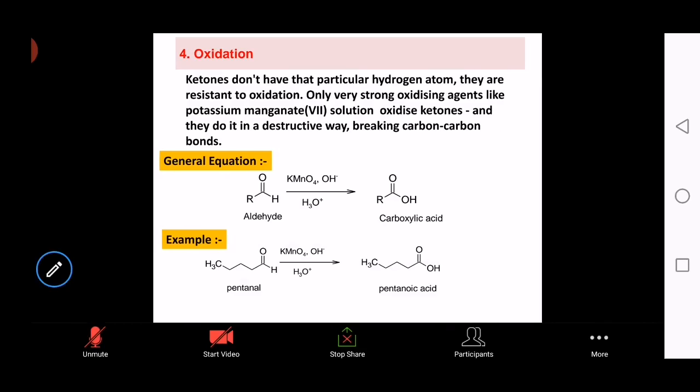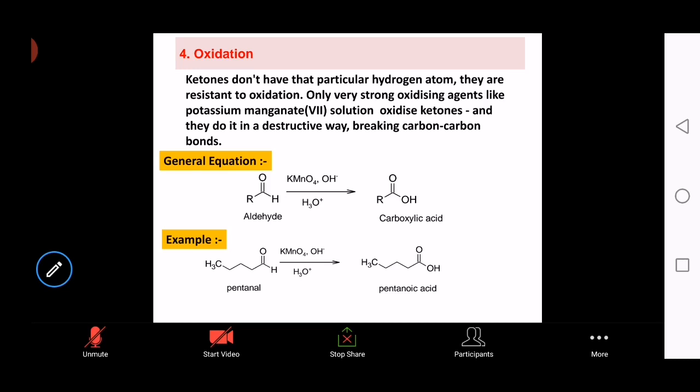And then number 4 is oxidation. So oxidation, ketone don't have that particular hydrogen atom. They are resistant to oxidation. Only very strong oxidizing agent like potassium manganate solution oxidize ketone, and they do it in a destructive way, breaking carbon-carbon bonds. So basically senang cerita, ketone tak boleh undergo oxidation reaction. Okay, kalau dia boleh pun, dia akan berpecah belah. Dia takkan produce satu produk saja, dia pecah-pecah-pecah.